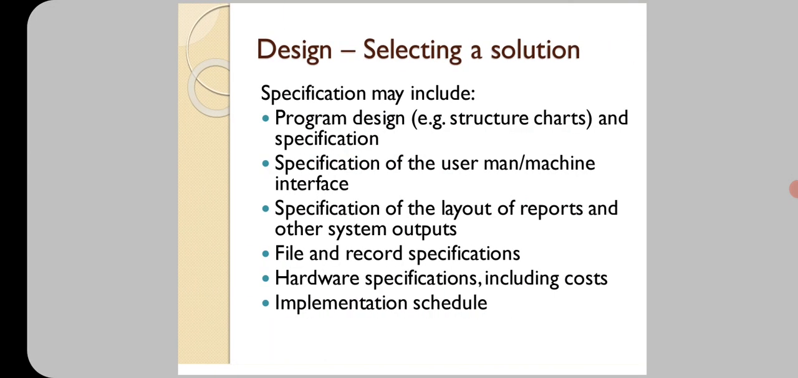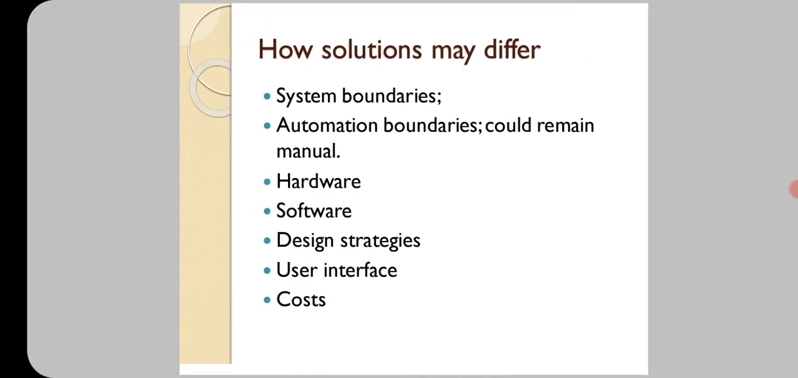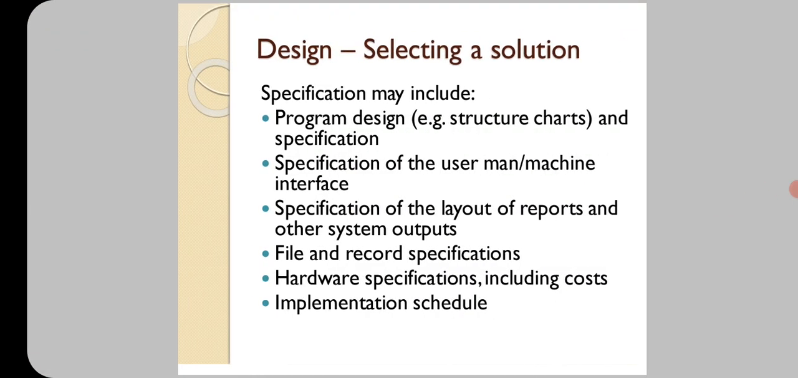Next, design: selecting a solution. The specification may include program design, for example structure charts and specifications, a specification of the user manual or machine interface, a specification of the layout of reports and other system outputs, file and record specifications, and the hardware specifications including costs and implementation schedules.